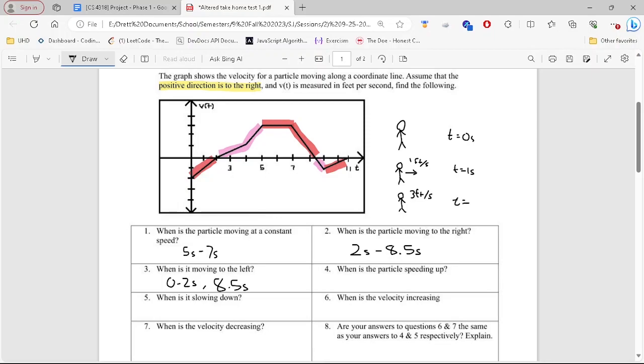At t equals, this is not 1 second. This is 2 seconds. At t equals, I'm tripping again. This is not 0 seconds. My apologies. Okay. This is t equals 2 seconds. T equals 4 seconds. And t equals 5 seconds.